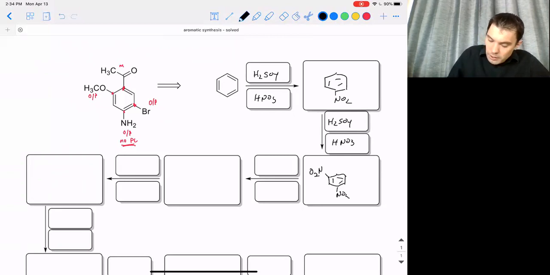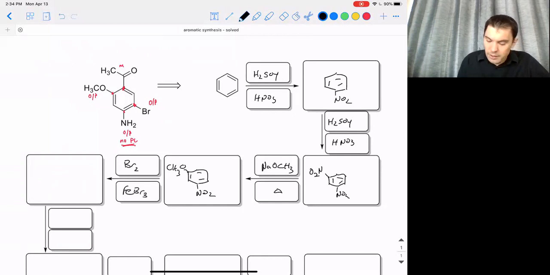So get to here. Now I might do NaOCH3 for our methoxide. We might have to apply a little bit of heat to that. So that would get me to here. Now, I said before I like brominating first instead of putting the ketone in place, because I know you can accidentally brominate ketones sometimes. So just avoid it if you can.